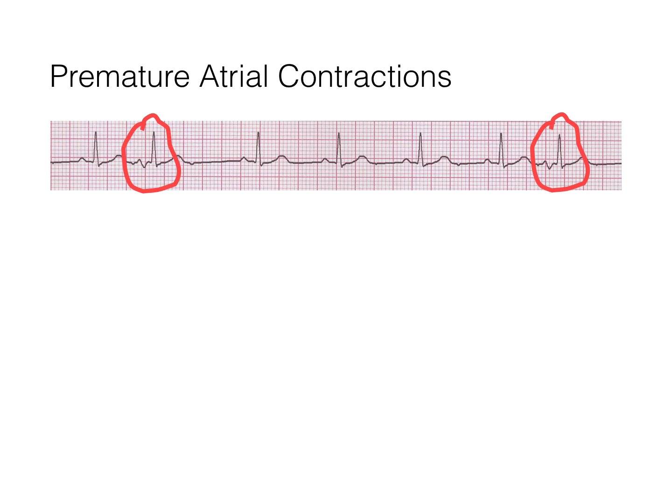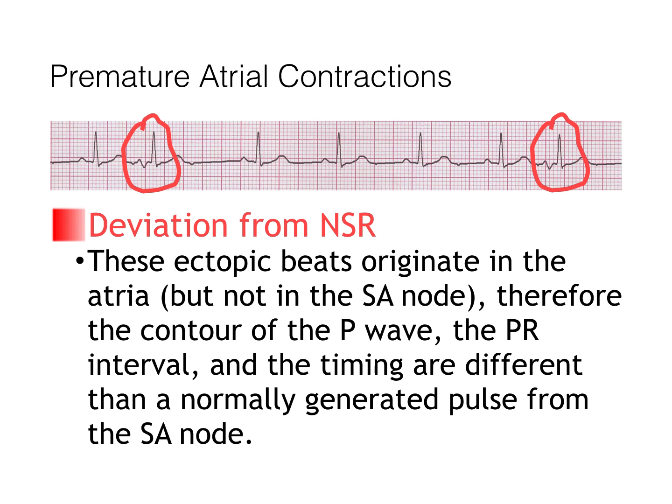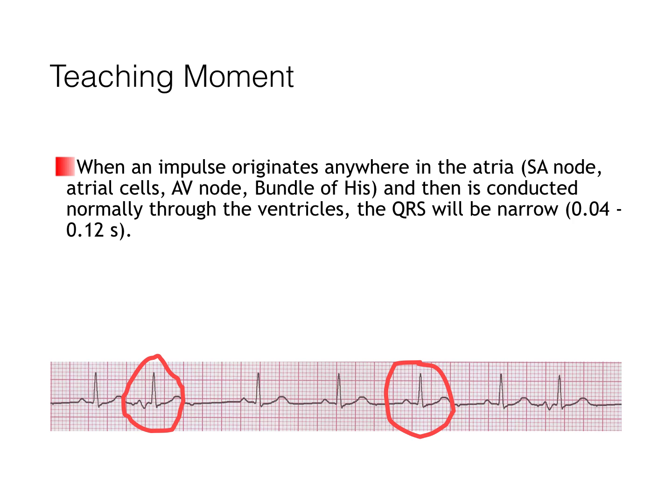These ectopic beats originate in the atria but not in the SA node. Therefore, the contour of the P wave, the PR interval and the timing are different than a normally generated impulse from the SA node. When an impulse originates anywhere in the atria, like the SA node, atrial cells, AV node, or bundle of His, and is conducted to the ventricles normally, then the QRS will be narrow.